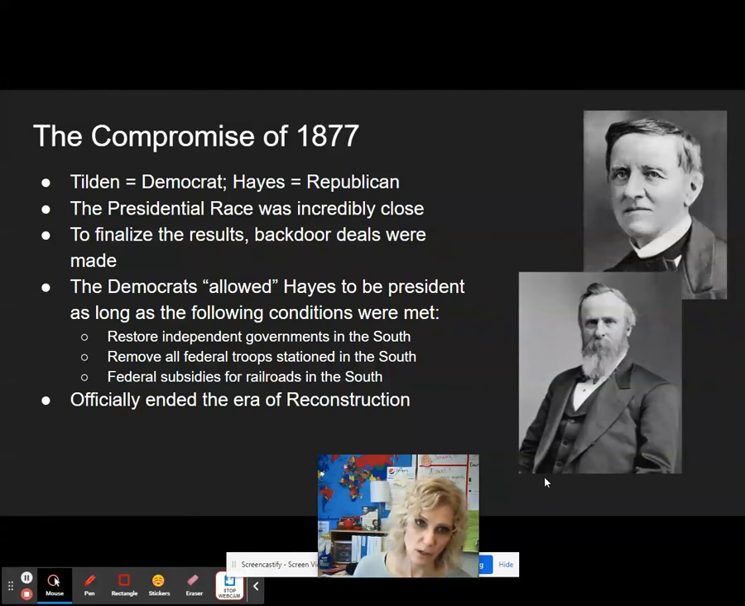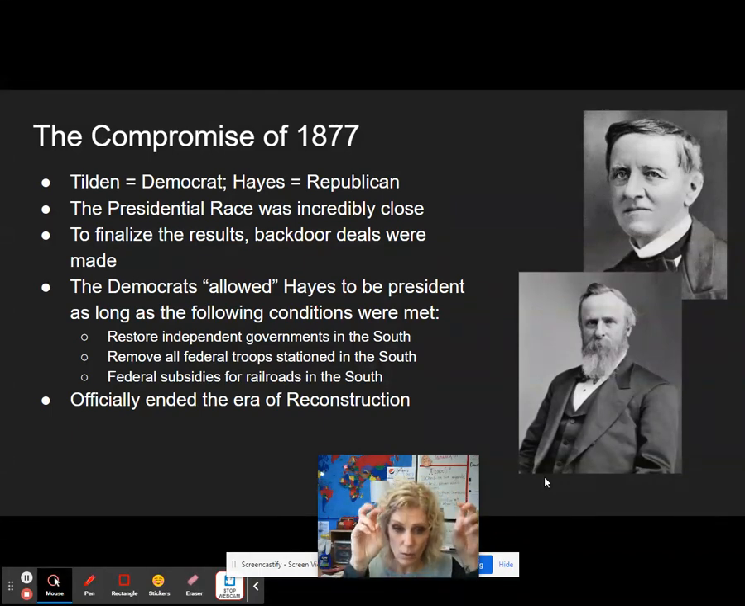We've already talked about the Compromise of 1877, but very quickly, at the very end of Reconstruction, we have Samuel Tilden, who was a Democrat, and Rutherford B. Hayes, who was a Republican. The election was exceptionally close. The results were within a point or two electorally. And so to finalize the votes, they made some backdoor agreements.